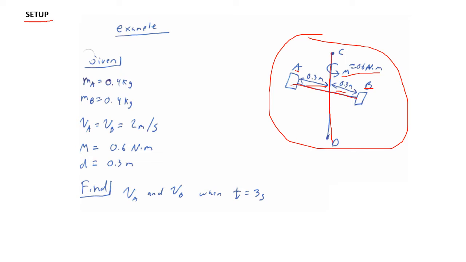Write out all my givens. My mass A was given to me as 0.4 kilograms. My mass B is also 0.4 kilograms. My velocity of A is equal to my velocity of B, which they give us as 2 meters per second. My moment was given to me as 0.6 Newton meters, and the distance from the center axis to the masses is 0.3 meters. And I want to find my velocity of A and my velocity of B when our time is at 0.3 seconds.